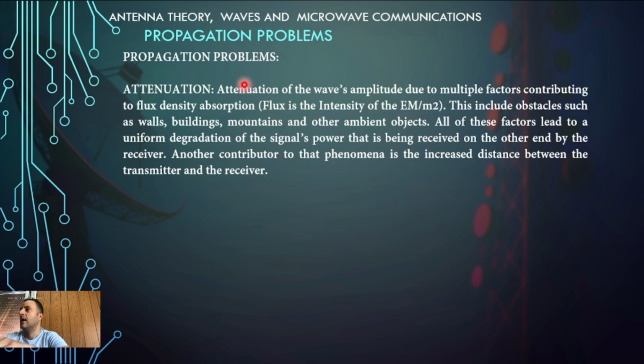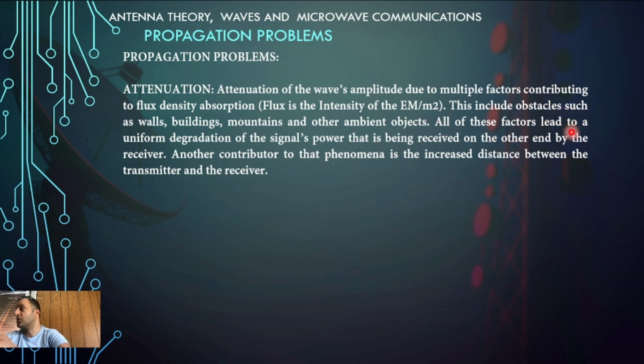Attenuation. Okay, let's start with propagation problems. First of all, you have attenuation. The attenuation problem of the wave's amplitude is due to multiple factors contributing to the flux density absorption, the flux being the intensity of the electromagnetic field per square meter of area. This includes obstacles such as walls, buildings, mountains, and other surrounding objects.